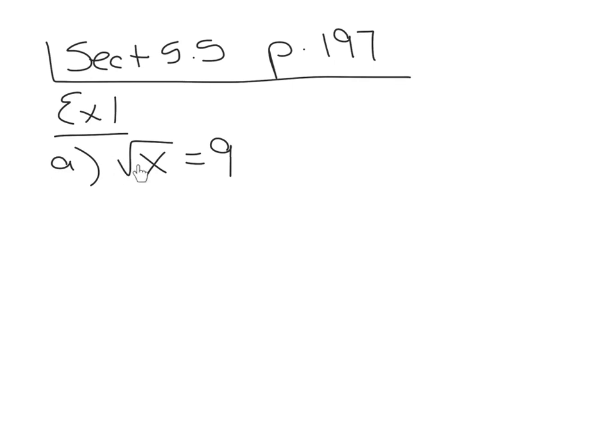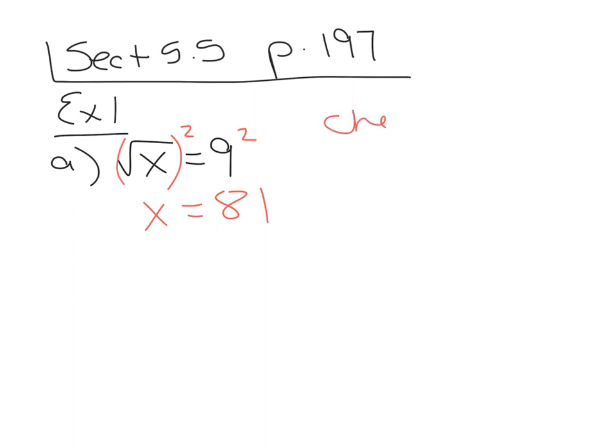To get rid of a radical, you use the opposite operation, which is the exponent that matches whatever the index is. In this example, it's a 2 because the index is 2. So when you square, when you square root, they disappear. They cancel each other. And you get x equals 9 squared, which is 81.